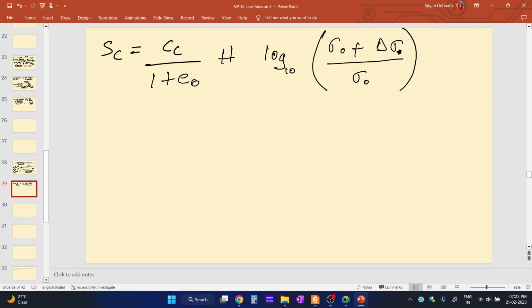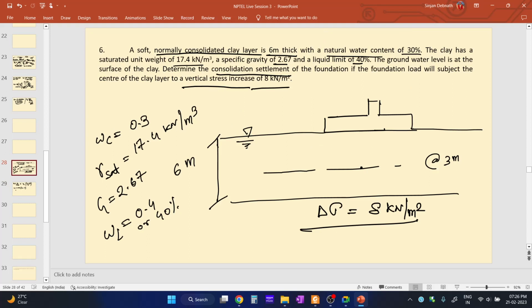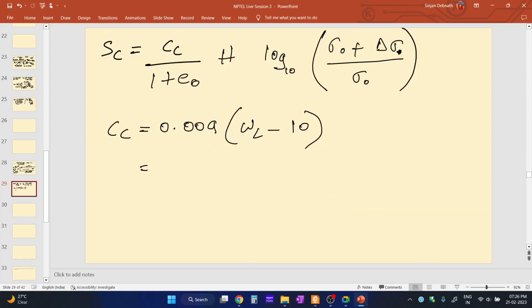So this one is the equation. What is Cc? Cc is the compression index. What is the formula for Cc? It is 0.009 times (WL minus 10). What is WL? It is the liquid limit. What is the liquid limit in this question? Liquid limit is 40%, and this WL is in percentage. So 0.009 times (40 minus 10) comes out to be 0.27.